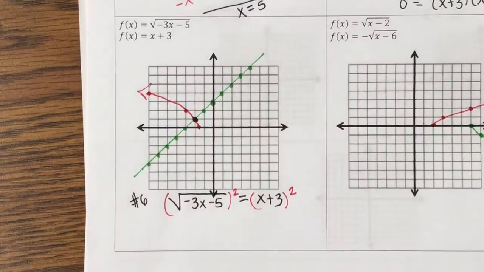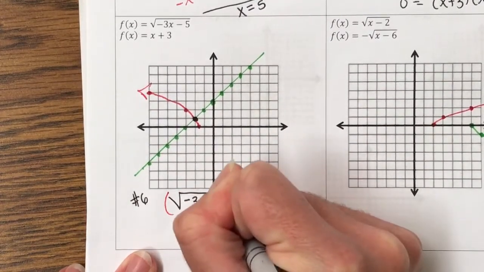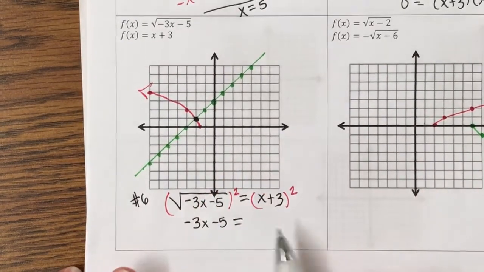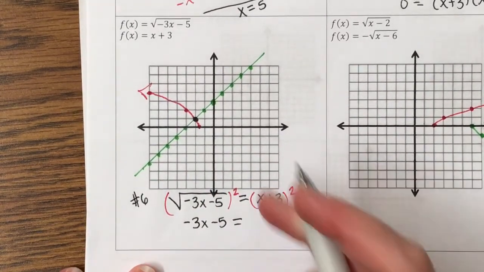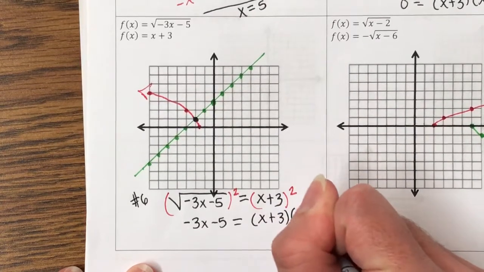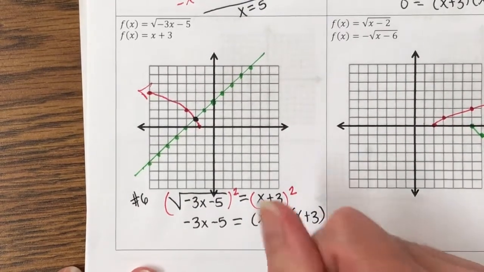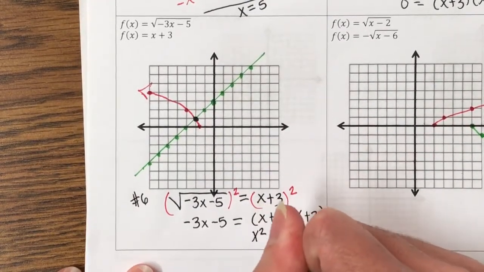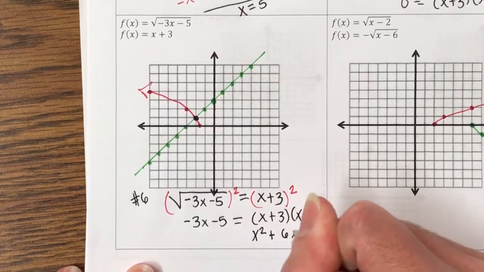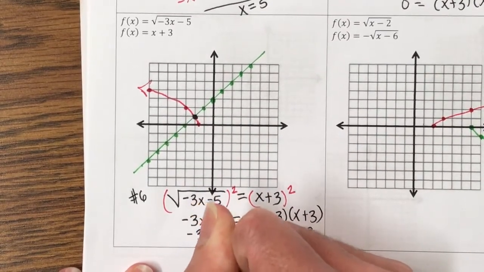When you do that, you have negative 3x minus 5 is equal to, well, I've got to write this out twice: x plus 3 and x plus 3. I've got to expand it out using FOIL or the box. When you do, you get x squared plus 6x plus 9. And now you have a quadratic that you have to solve.